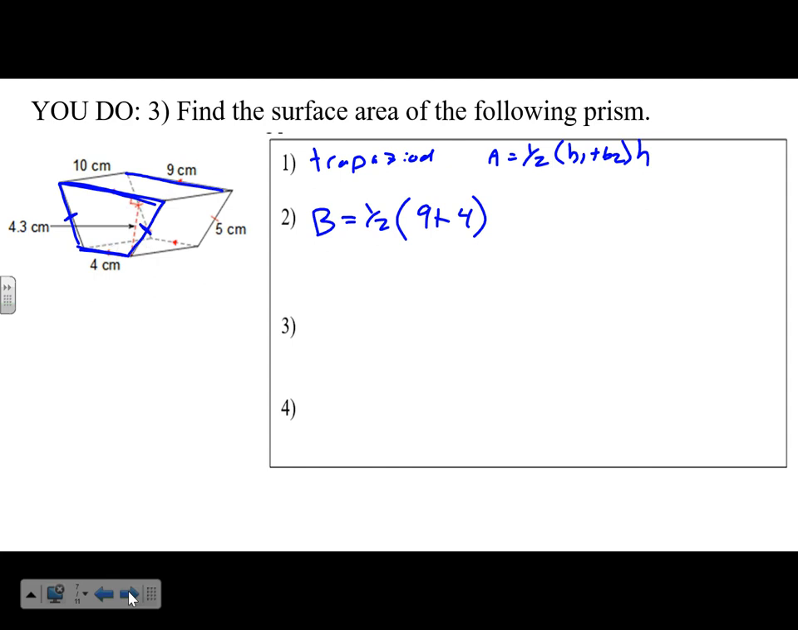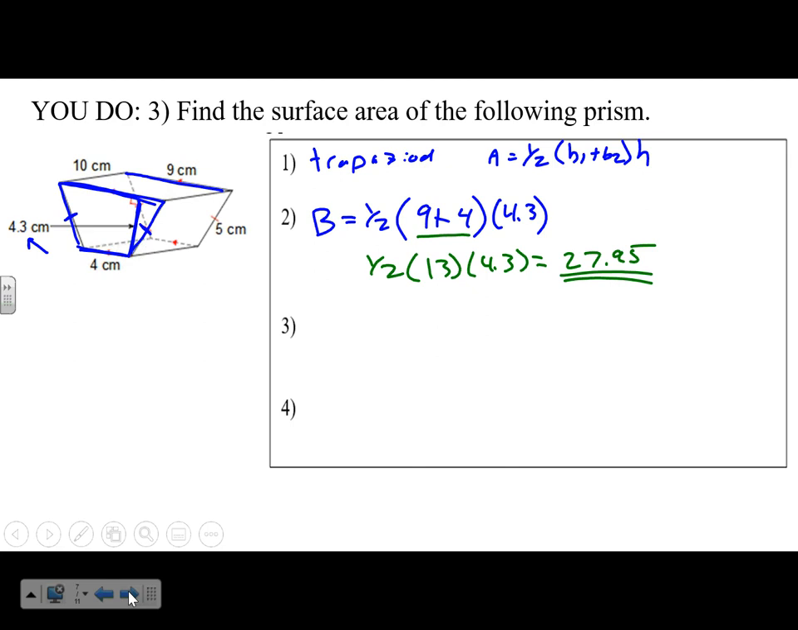And then the height. Remember, the height is talking about the height of the trapezoid, which is right here, which they say is this 4.3. So again, remember this one, you have to make sure you do the parentheses first. 4 plus 9 is 13. Then type that in your calculator. 0.5 times 13 times 4.3 is 27.95. That is your base area.